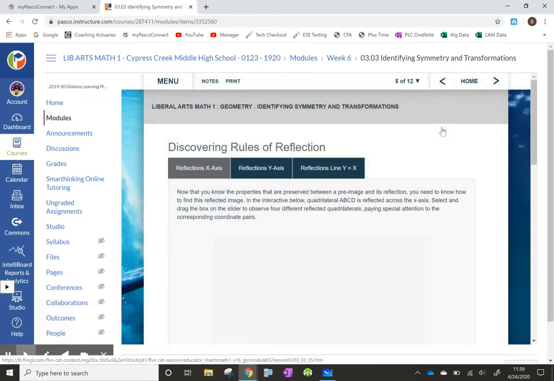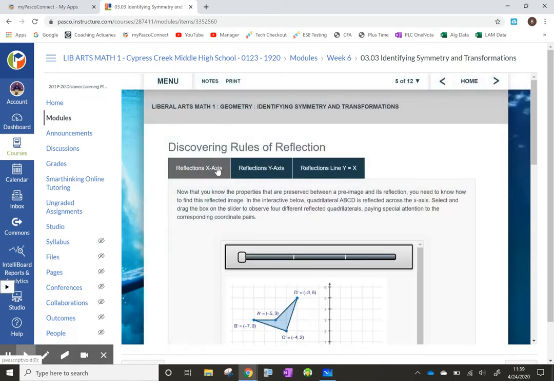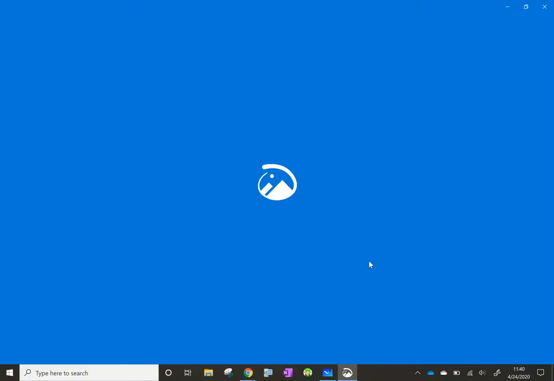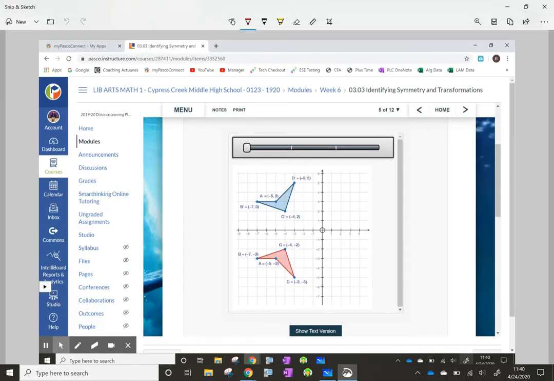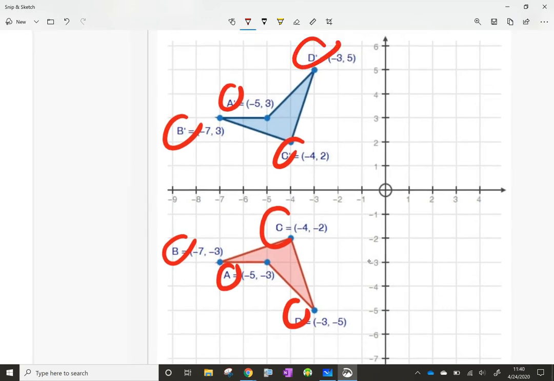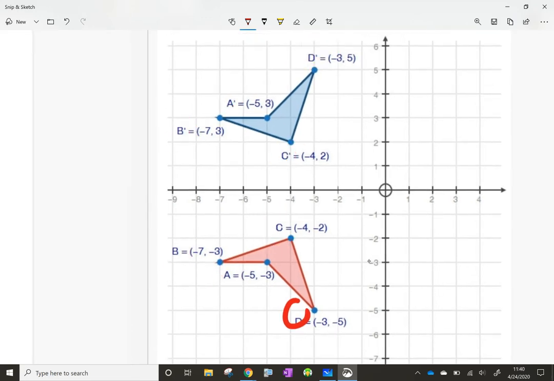We've written rules for these as well, and we're going to have the same rules again. So a reflection over the x-axis means that obviously you take something from the top of the x-axis or the bottom of the x-axis and you flip it to the other side. In the one that you see on your screen, this one started on the bottom because you can see the A, B, C, and D, and on top it goes A prime, B prime, C prime, and D prime. So this one at the bottom was the original one.